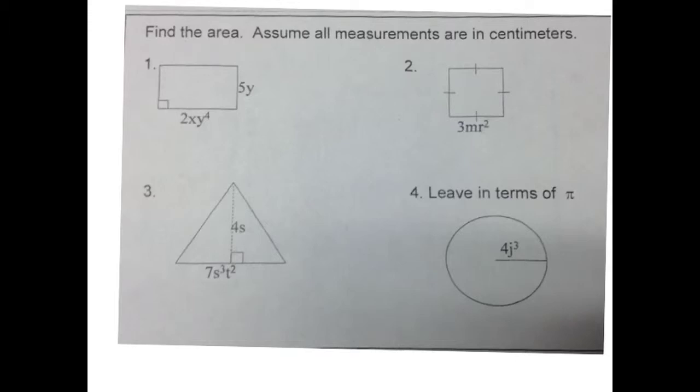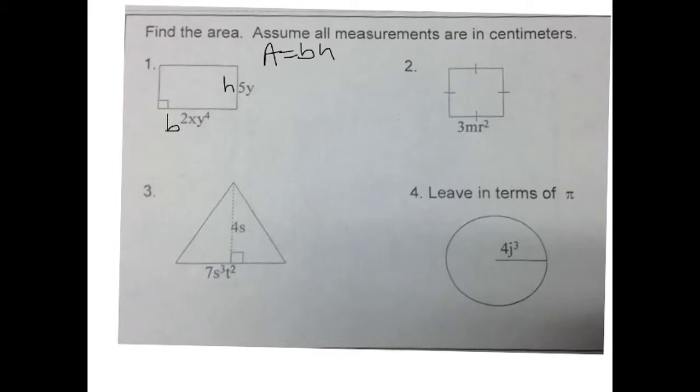Well, it says find the area, assume all measurements are in centimeters. So the first thing you have to do is identify the figure. This is a rectangle or a parallelogram. So if you look back at the formula chart on the other page, we learned that area is base times height for this type of figure. So this would be our base, this would be our height.